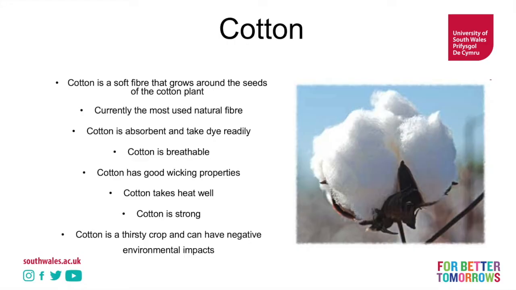Although cotton's a very thirsty crop and it can have very negative environmental impacts, so it's often grown in places that have lots of sun because it means it grows quite fast. But unfortunately, places with lots of sun often don't have lots of rain, so then they need to be irrigated, which takes away water from other uses and out of the biosphere.